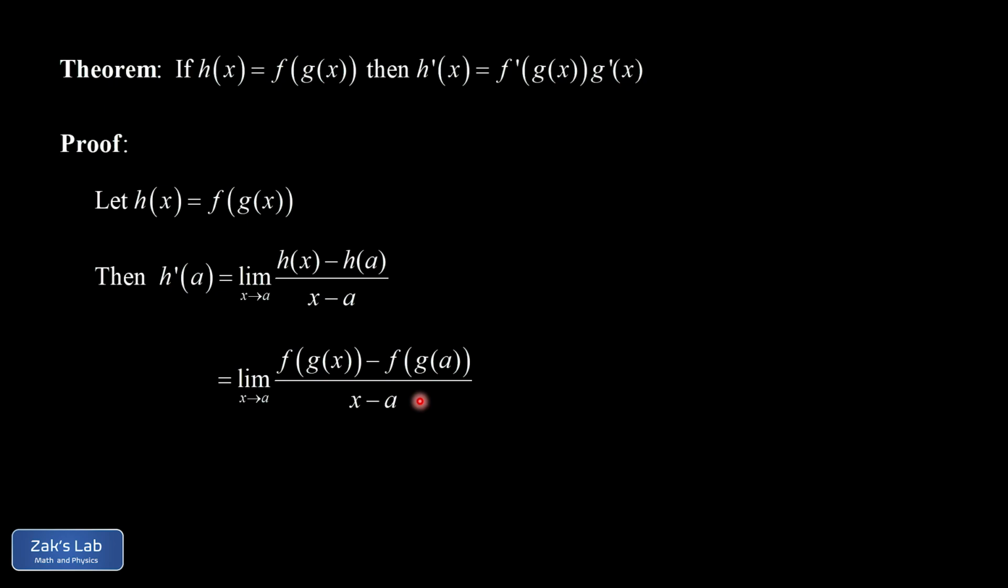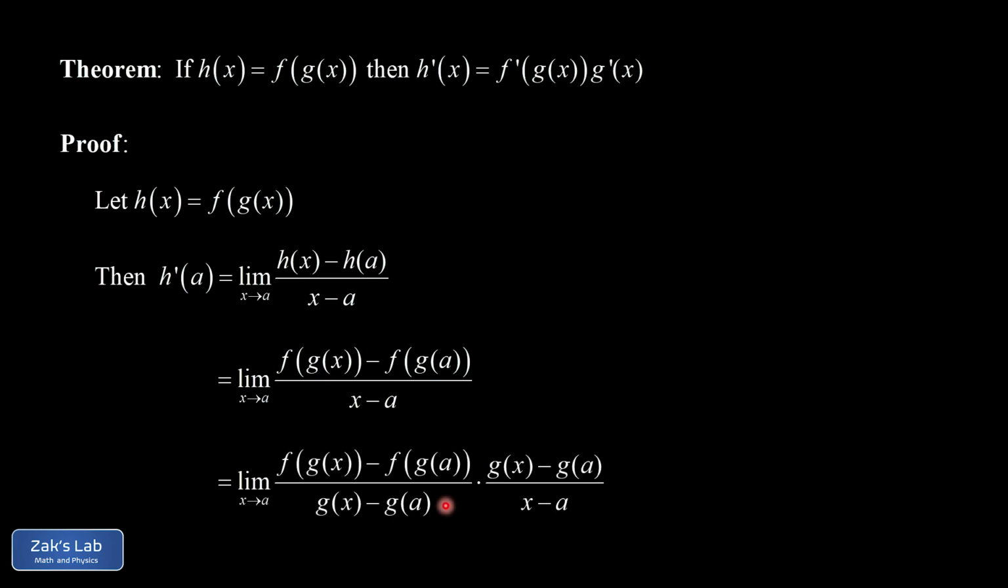But this has some side effects. We can't just put a g of x minus g of a in the denominator without compensating for it. So here's our next step. We put a g of x minus g of a into the denominator of that first chunk. So in other words, we divided by g of x minus g of a. Then we compensate by multiplying by g of x minus g of a in the second term. And again, we still have a factor of x minus a floating around in the denominator.